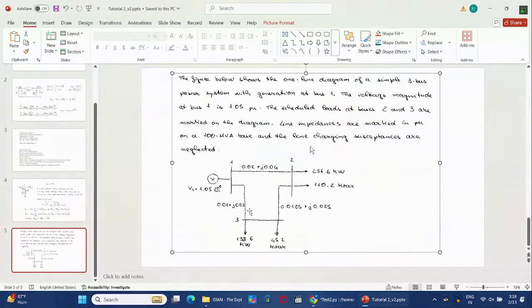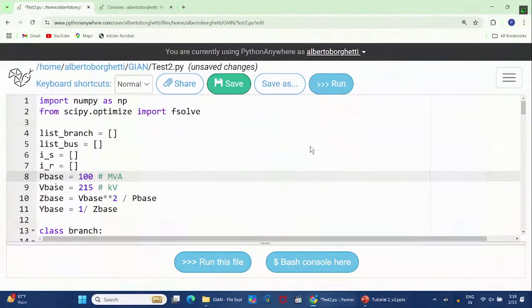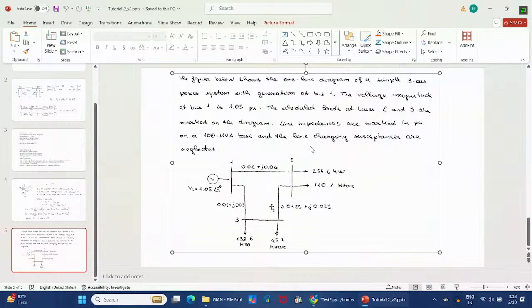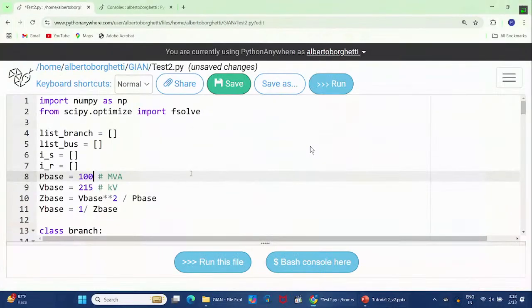All the values are already given in per unit for the lines, so probably I don't even need to know what the V base is. We can assume that it is 215 kilovolt, but it is not needed for the solution of the problem.